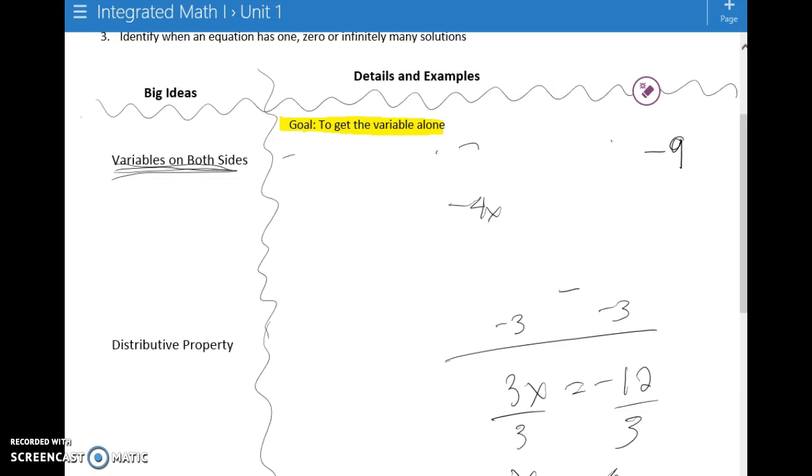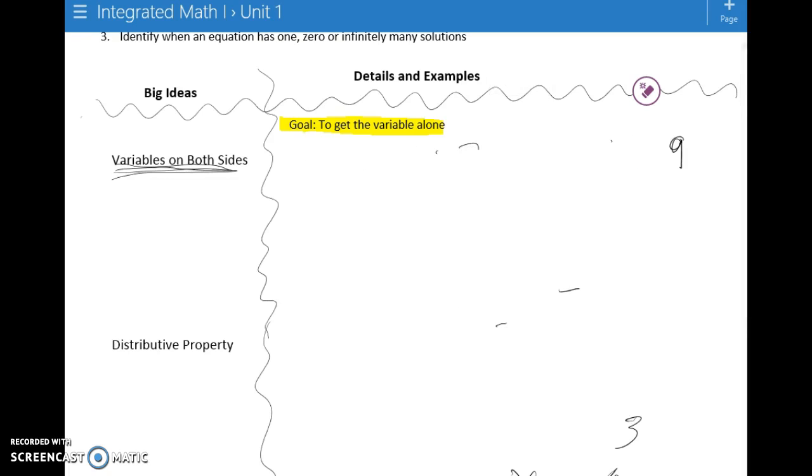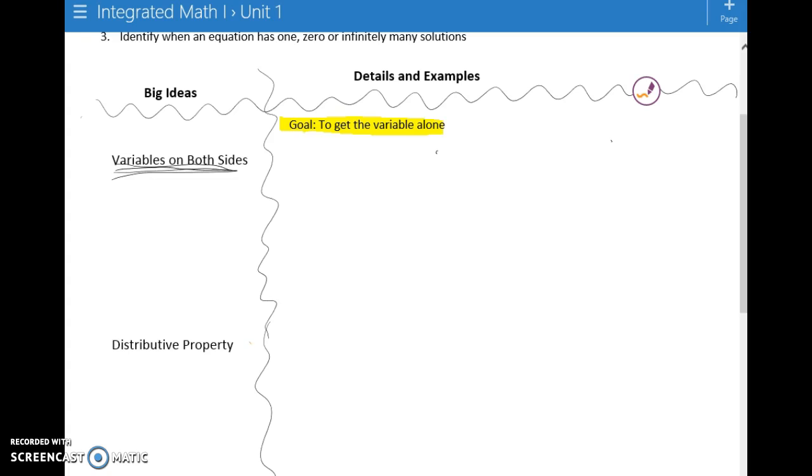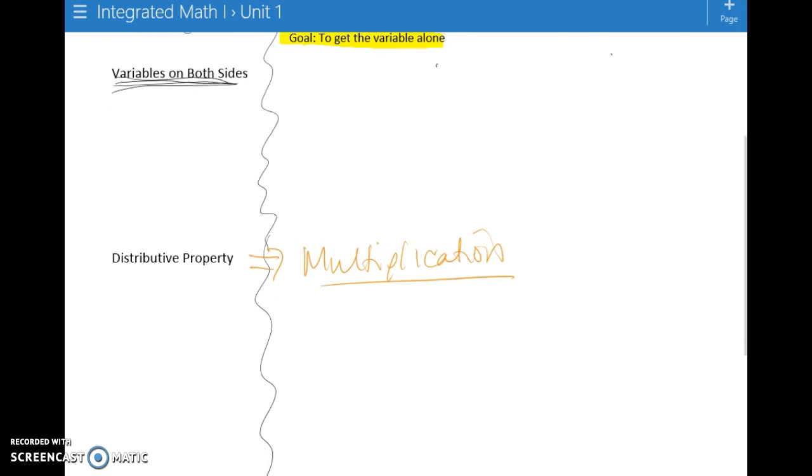All right, so now let's jump into our next big idea, which is the distributive property. What is the distributive property? The first big thing you want to realize: distributive property is always multiplication. We always use multiplication with the distributive property.